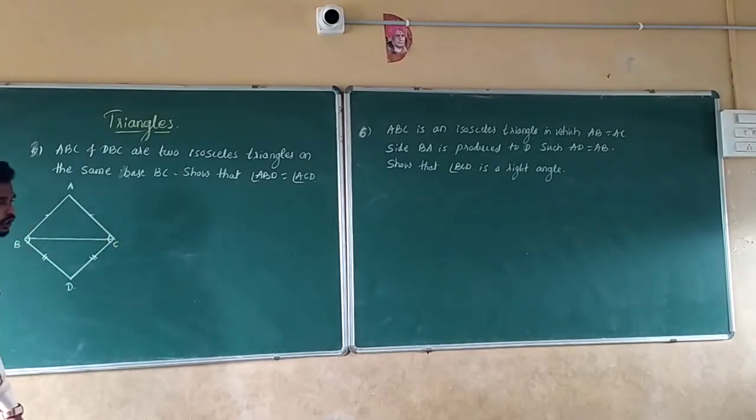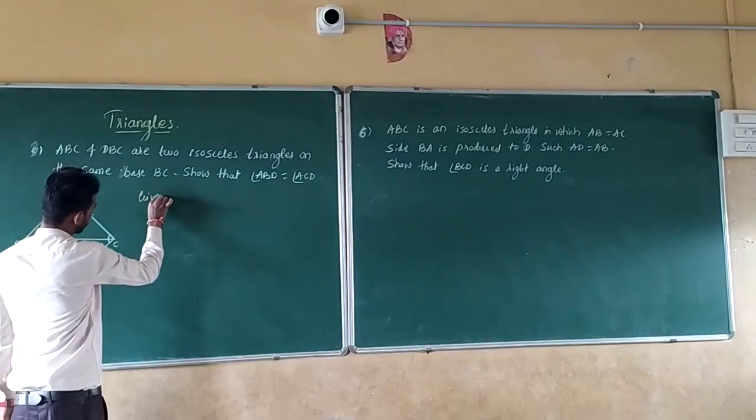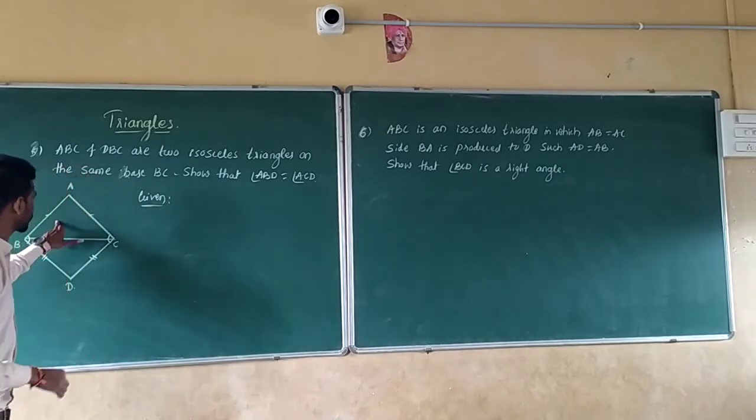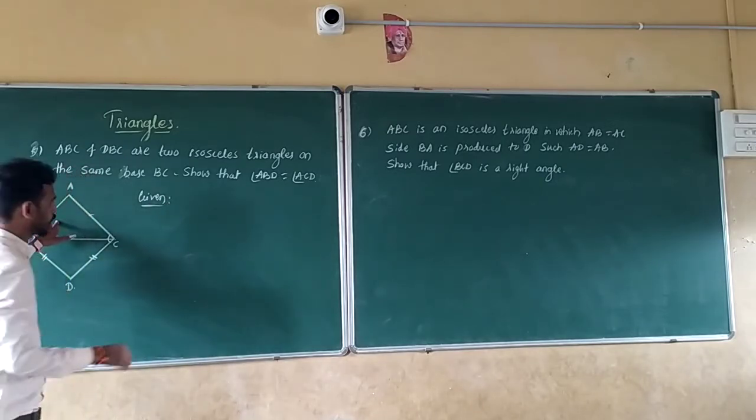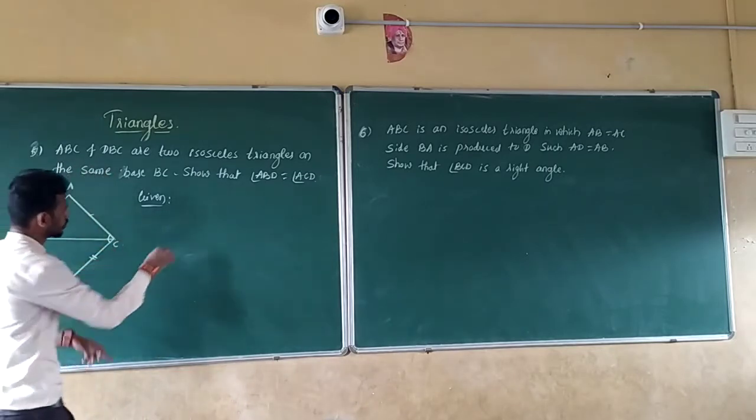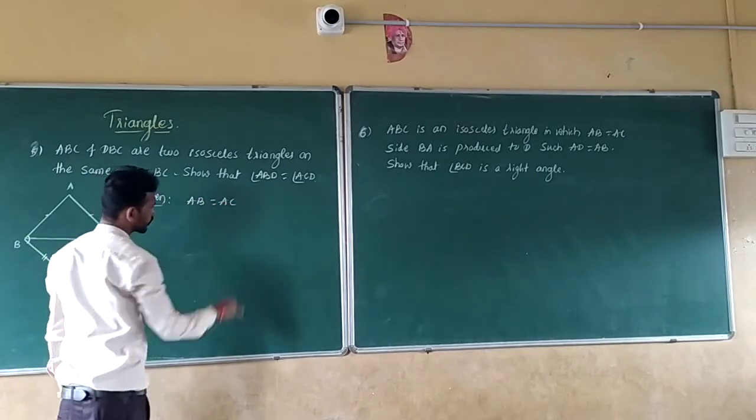So how do we need to show that one? Let us see. Let us write the given first. What are they given? Isosceles triangle. ABC is an isosceles triangle with AB equal to AC.